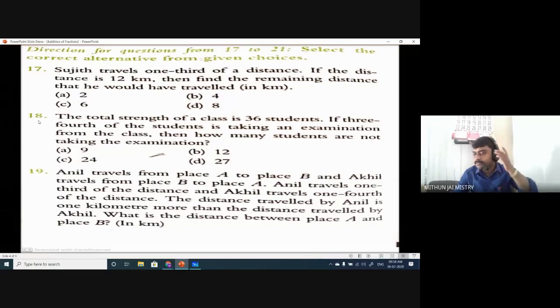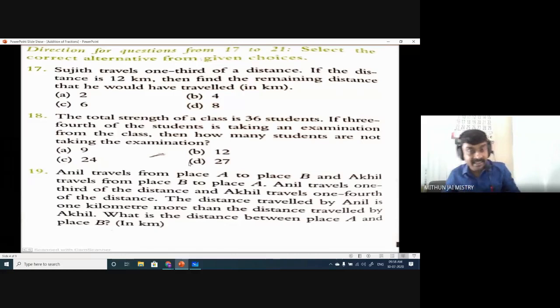18th question. Have a look, children. The total strength of a class is 36 students. Means in a class, there are totally 36 students. If 3/4 of the students are taking an examination, means 36 divided into 4 equal parts, and in that 3 parts are taking the exam, then how many students are not taking the exam?